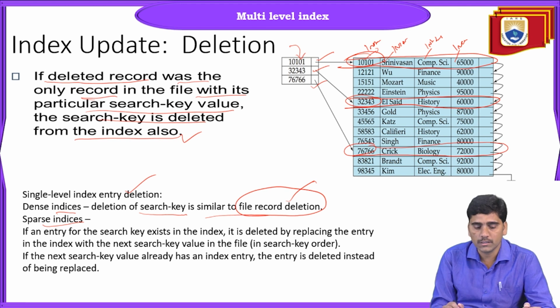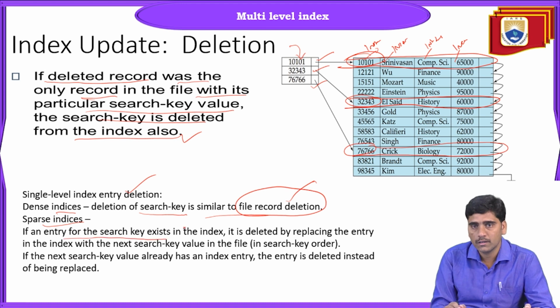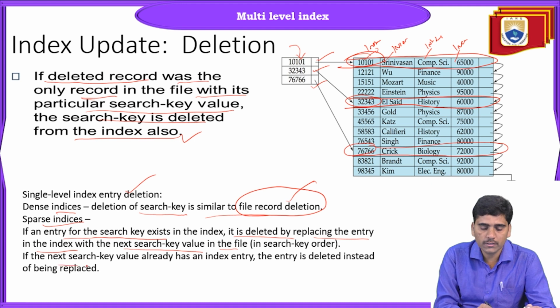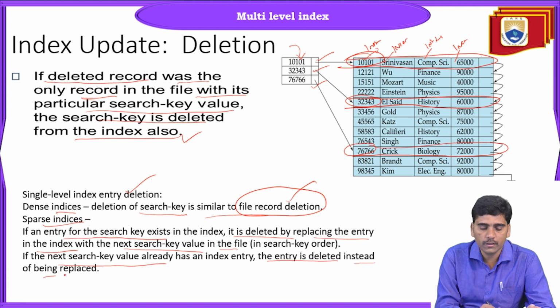But for sparse indices, if an entry for the search key exists in the index, it is deleted by replacing the entry in the index with the next search key value in the file, in search key order. So if the next search key value already has an index entry, the entry is deleted instead of being replaced.